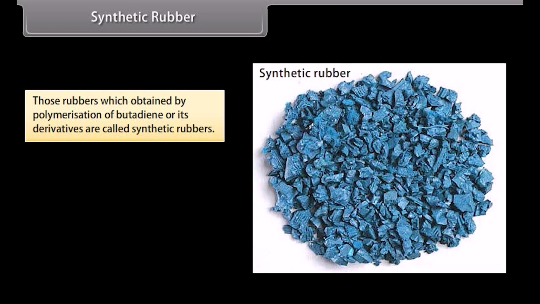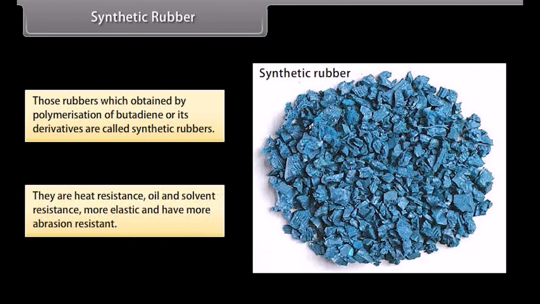Synthetic rubber. Those rubbers which are obtained by polymerization of butadiene or its derivatives are called synthetic rubbers. They are heat-resistant, oil and solvent-resistant, more elastic, and have more abrasion resistance.